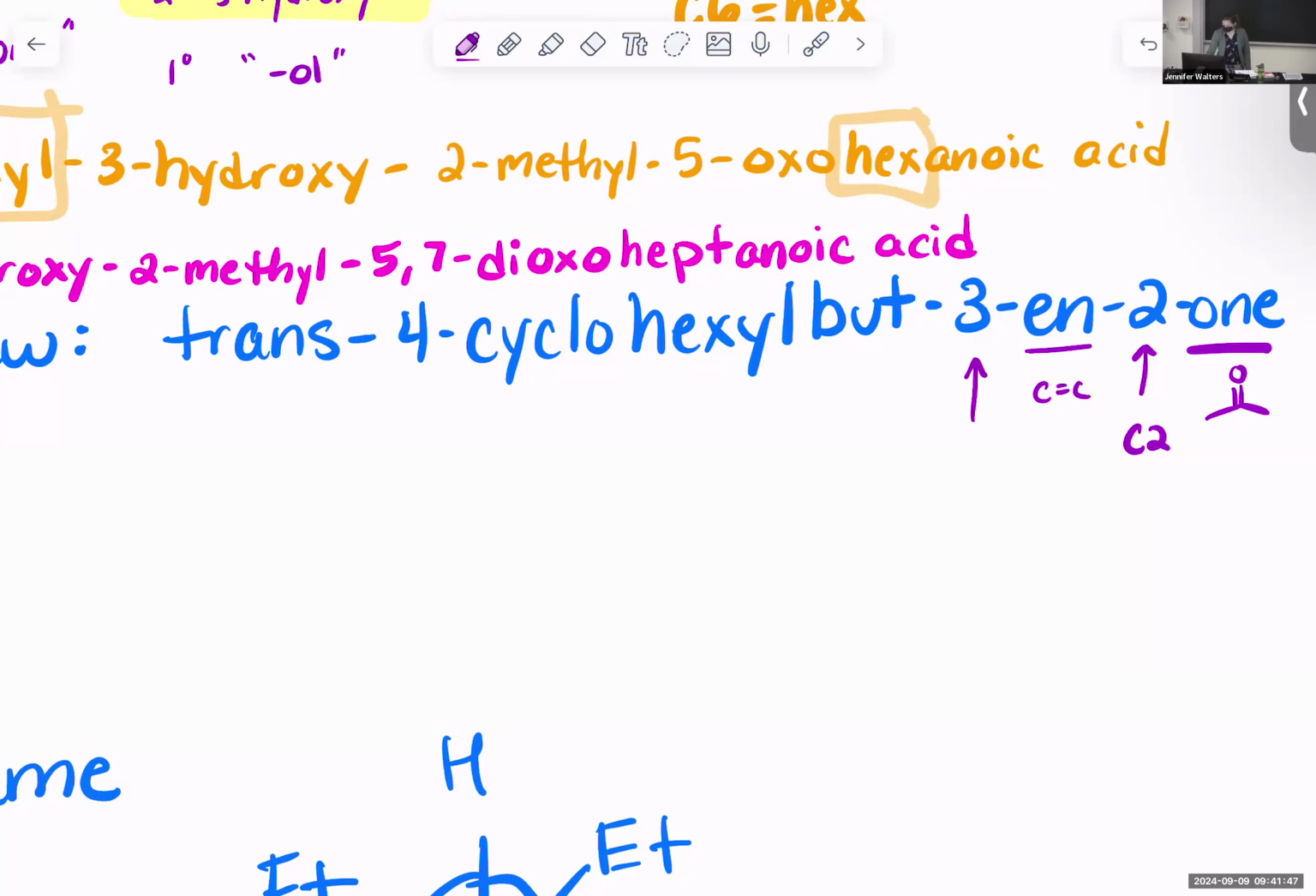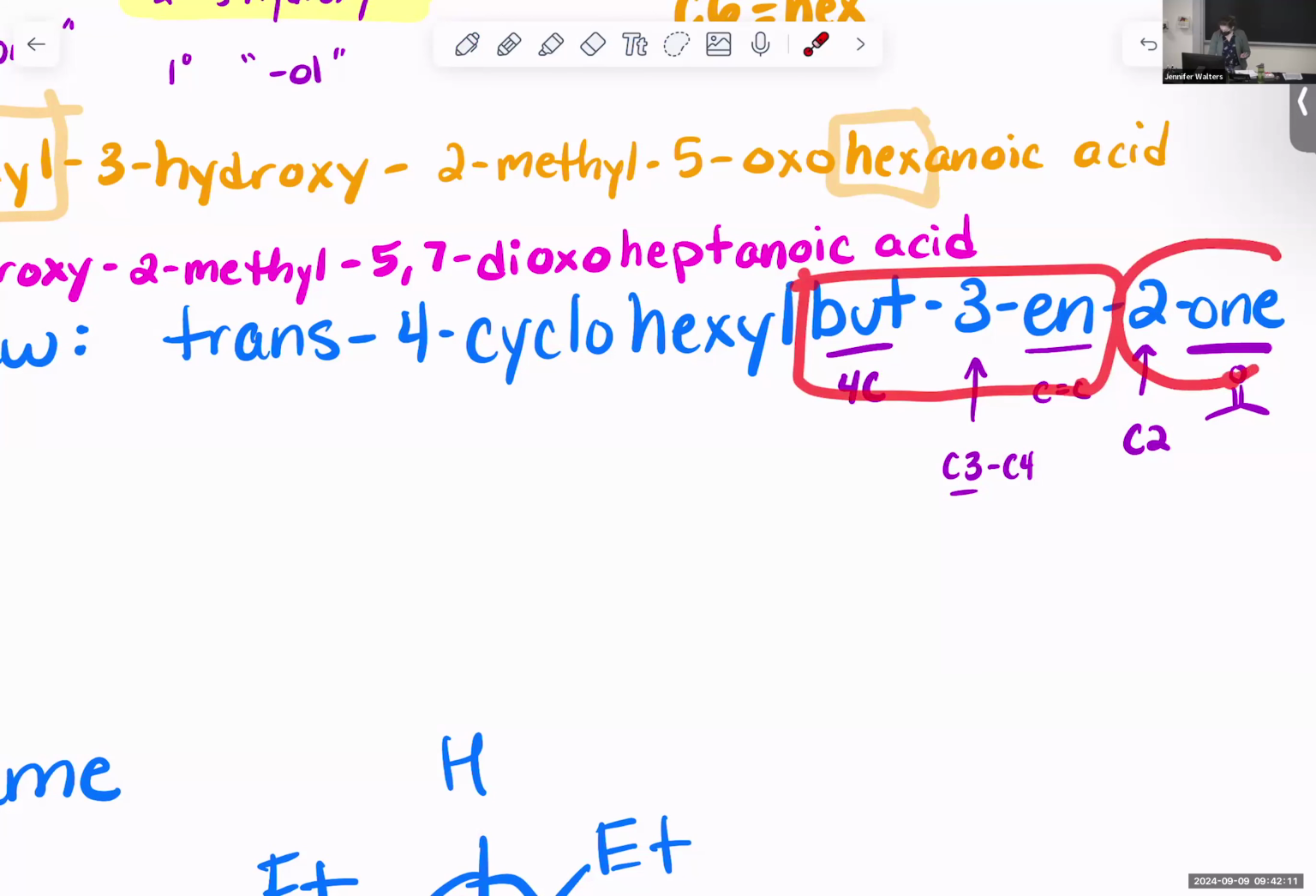What does the 3 tell me? It's on carbon 3, so it'll be between carbon 3 and carbon 4. What does the but tell me? 4 carbons are in my backbone. So this is my backbone. This is my primary functional group. This is going to be my secondary functional group / substituent.